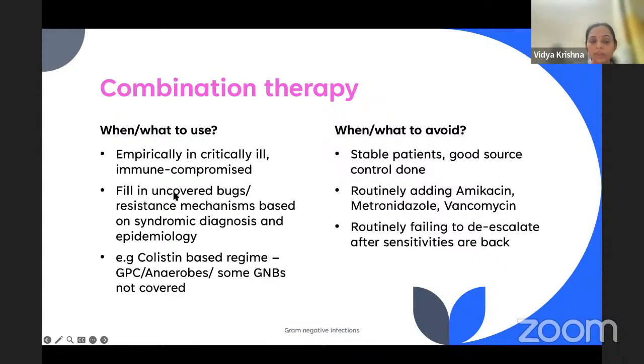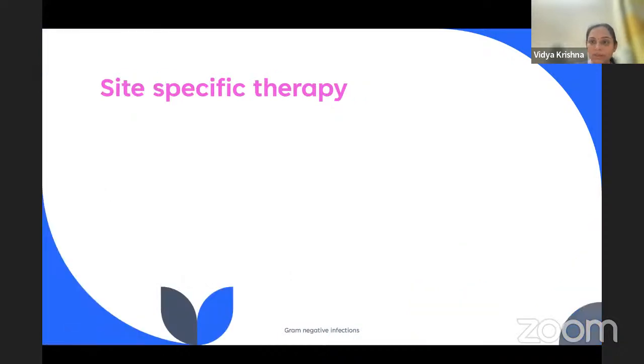You would want to use it when you want to cover many bugs or resistance mechanisms based on your diagnosis. For example, if you're using a colistin-based regimen for a bad intra-abdominal infection, remember that it will not cover GPC and anaerobes, which means that you will have to give extra cover for those. These are the ways in which you will want to use combination therapy. But routinely adding amikacin, metronidazole, vancomycin, routinely failing to de-escalate, all these things are very bad practices which will lead to resistance.